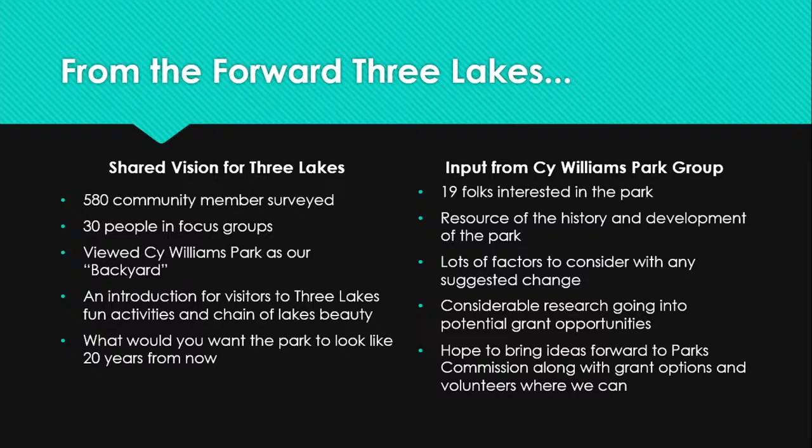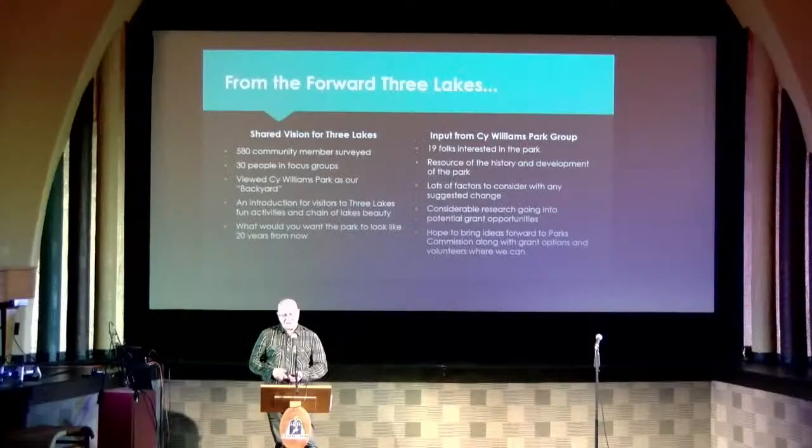On the right-hand side of the slide, it's what kind of input does our little group have? We have 19 people on our distribution list, so we've had 19 different folks express a specific interest in Cy Williams and where it goes next. We've gotten some great resources on the history and the development of the park, which we want to have honored and continued. There's lots of factors to consider whenever a change is made to the park, not only because of the history, but because of all of the other elements of the park. Everything has to fit together.